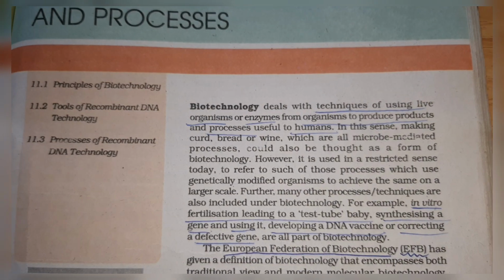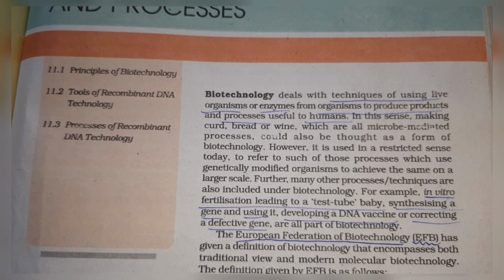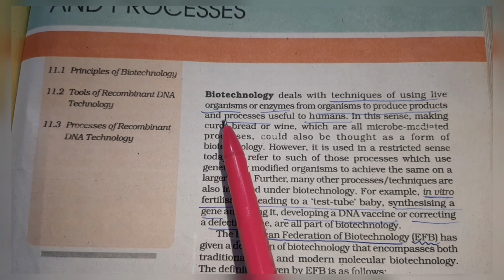Let's start. Biotechnology deals with the techniques of using live organisms or enzymes from organisms to produce products and processes useful to humans. Means biotechnology is that study or that technology which uses live organisms. For example, in the next chapter you have the insulin example. In this example we are using biotechnology. We are using the bacteria E. coli, that is a living organism, and we are producing insulin out of that E. coli. So that insulin is useful to humans. All those techniques are known as biotechnology.